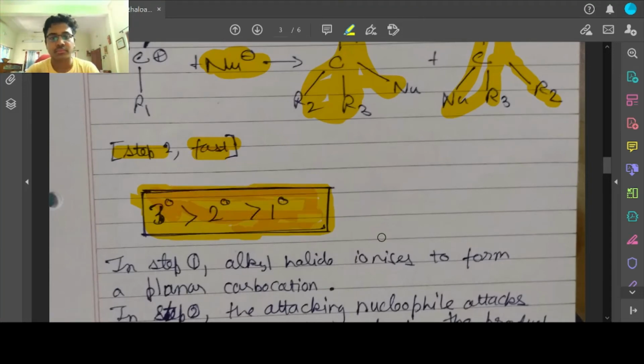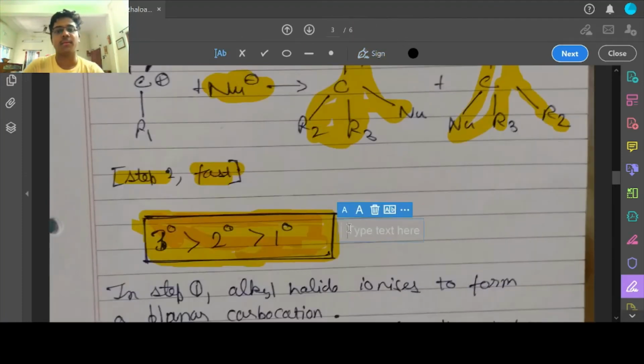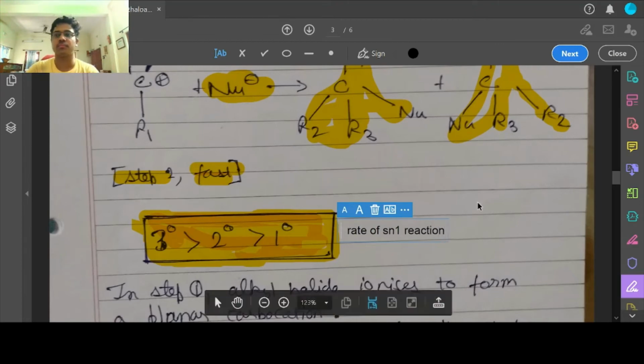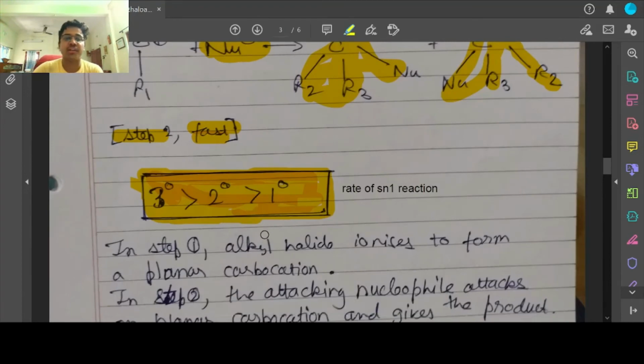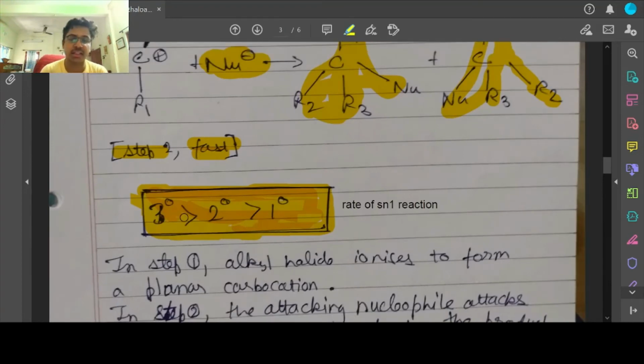So the rate of a reaction, just write the rate of SN1 reaction. In SN1 reaction, 3 degree carbocation. Here 3 degree, 2 degree, 1 degree doesn't depict temperature. It depicts the nature of carbocation. Okay, I hope you know what a carbocation is.